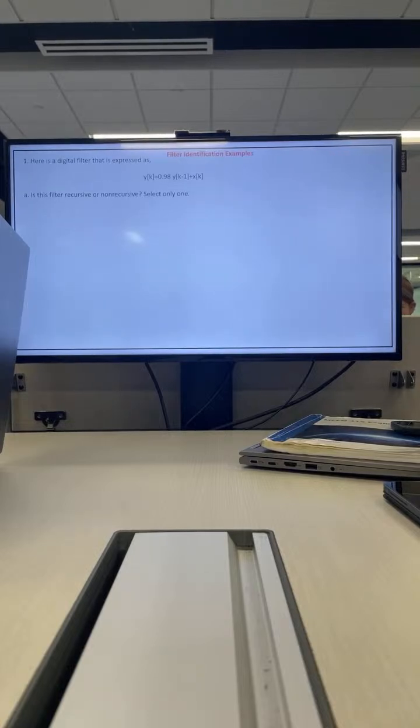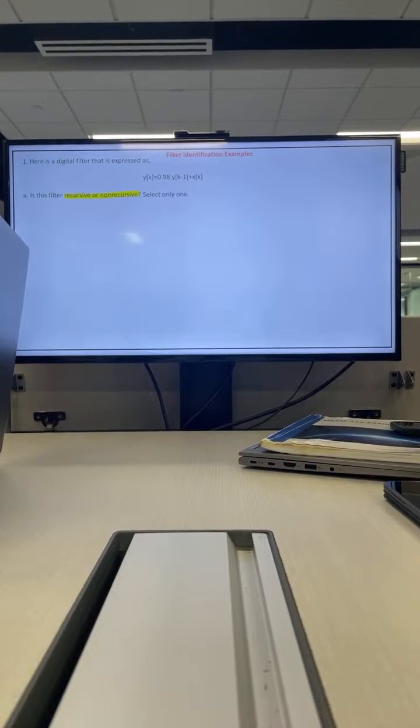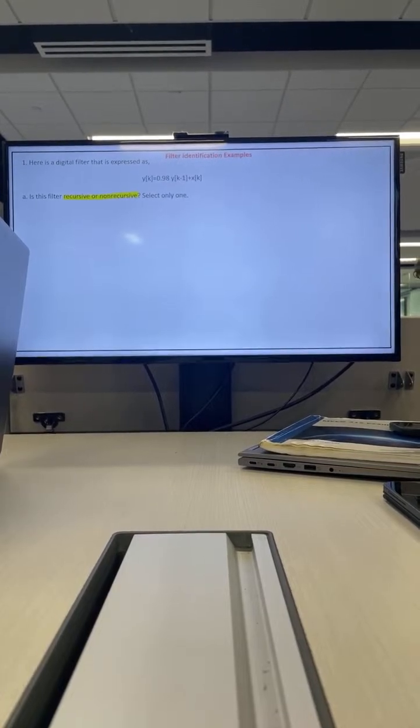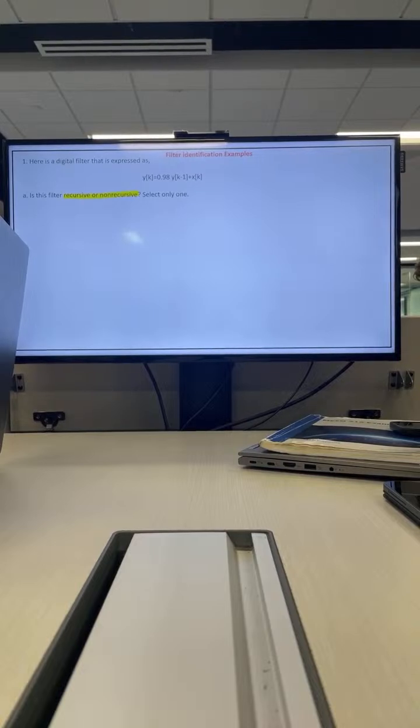Now, before going to the practical example, let us identify the examples here. This is the digital filter here. Is it a recursive or a non-recursive one? Maybe it's very simple, but expect multiple choice questions or short answer questions in the exam. It's a recursive. Why do you say? Because the feedback input y of k minus 1 is there. So this is a recursive one.